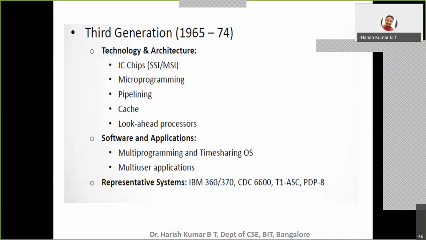But when I say pipelining with respect to the processor, instruction fetch is one stage, instruction decode is another stage, execute is one more stage, and write back is another stage. That is a 4-stage pipeline processor. Sometimes they can also have a 5-stage or 6-stage pipeline processor. So this pipelining concept was also introduced in the 3rd generation just to enhance the performance of the computer system.